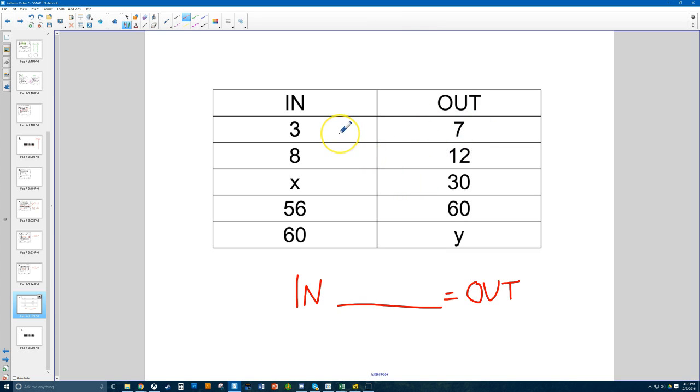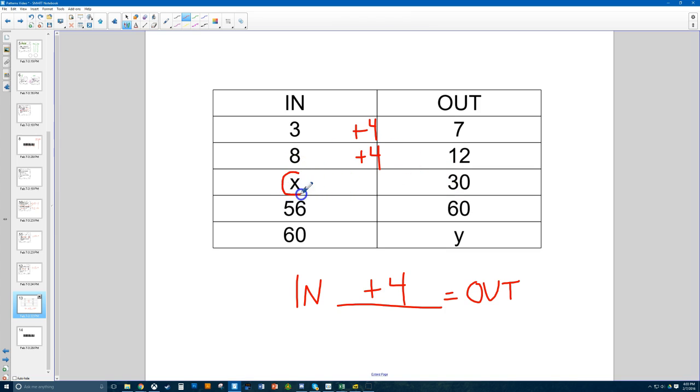Now, I don't know any 3 times something to get me 7, so I'm just going to think about that as adding 4. Now, if I add 4 to 8, that does get me to 12. So it seems like in order to go from in to out, I would have to add 4. Now that seems to be the rule.